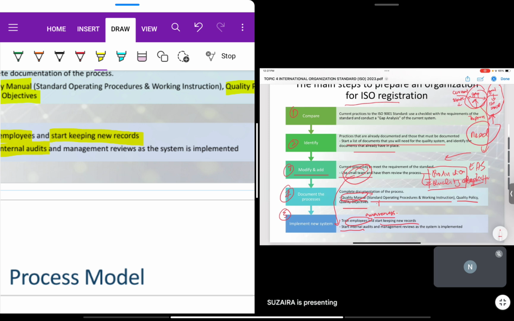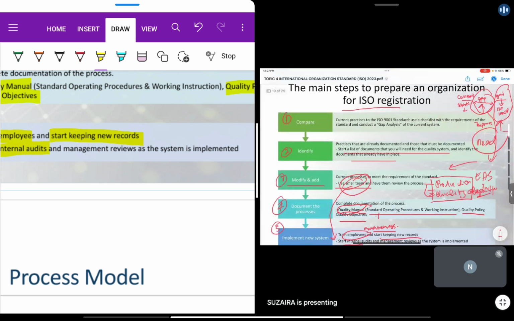Okay. So remember how many steps we have for the main steps to prepare an organization for ISO? How many steps? Where did everyone go? How many steps do we have? Five steps, Doctor. Five steps, yeah. So five steps. Okay, there are people.